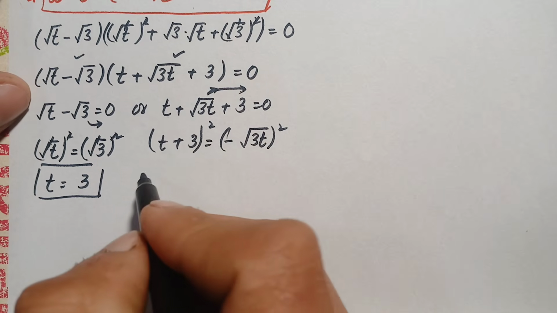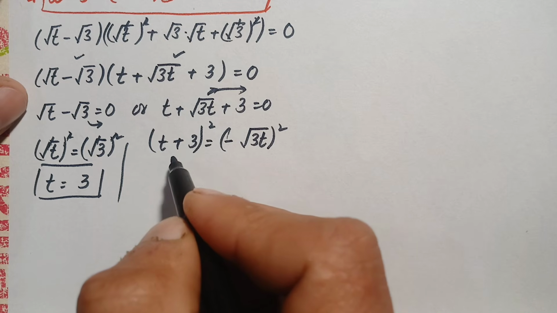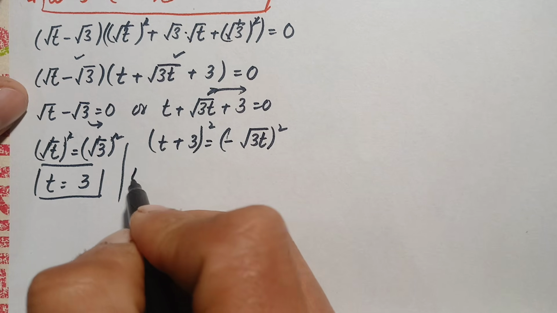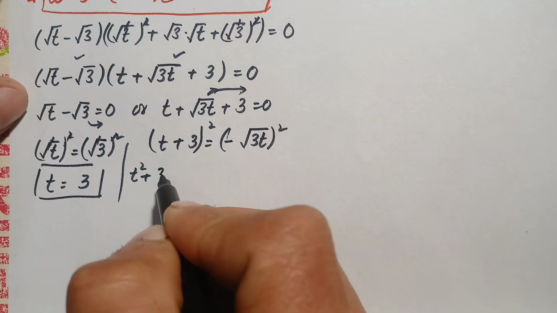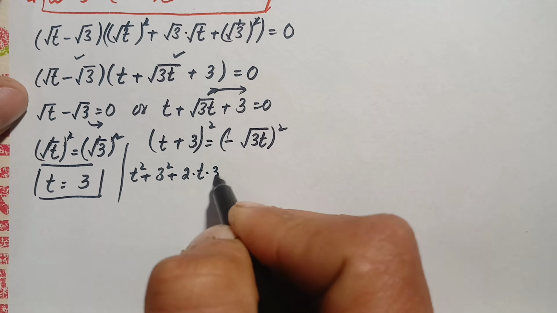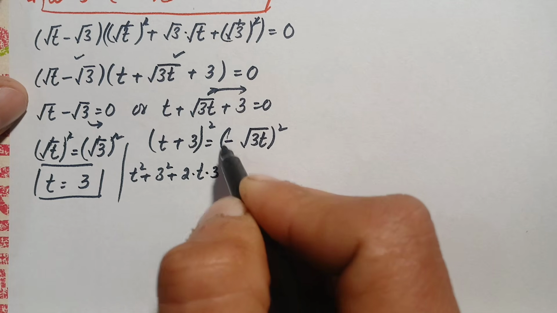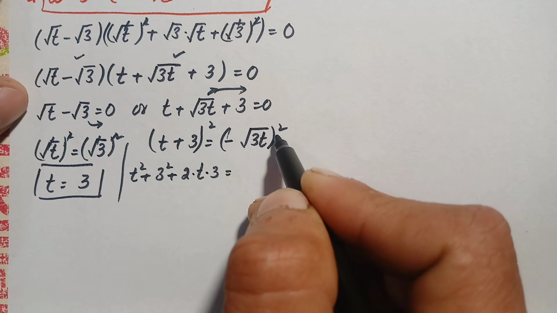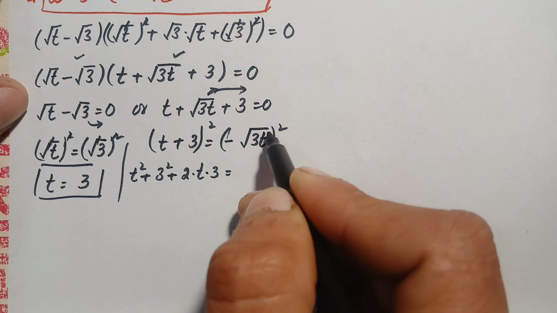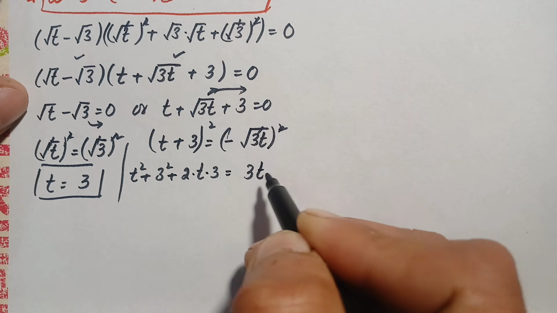So here on the left hand side we will use the (a plus b) whole square identity, which is equal to a square plus b square plus 2 times ab. So this will become t square plus 3 square plus 2 times t times 3 is equal to, and here we will take this square over the negative sign. So multiplying the negative sign with the even power, it is positive, and here this square and this square will be cancelled. So this will become only 3t.